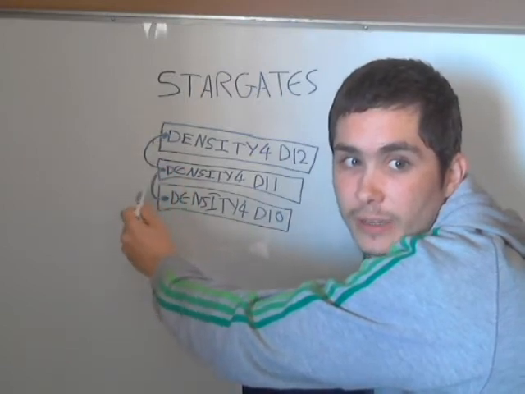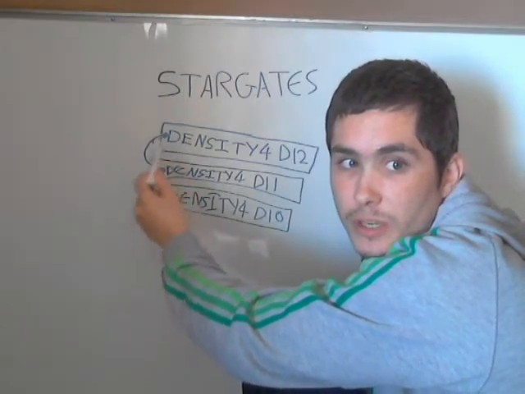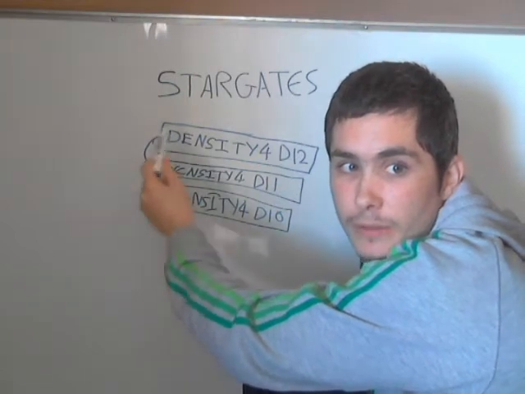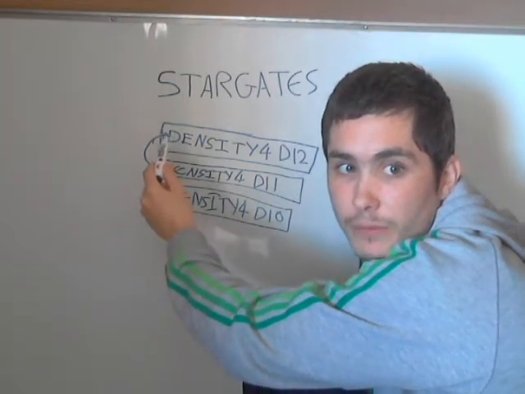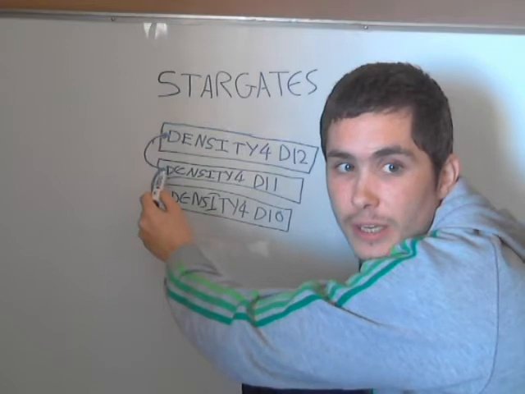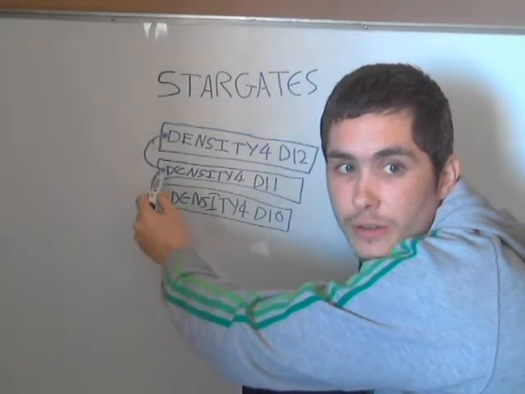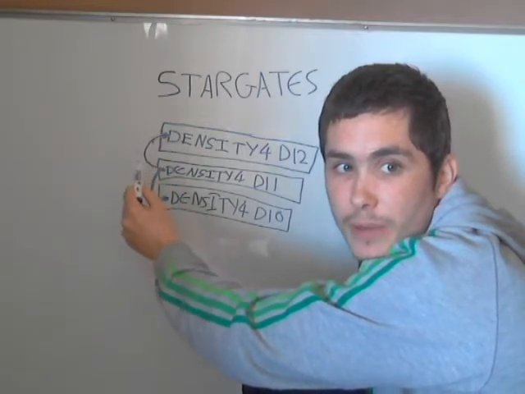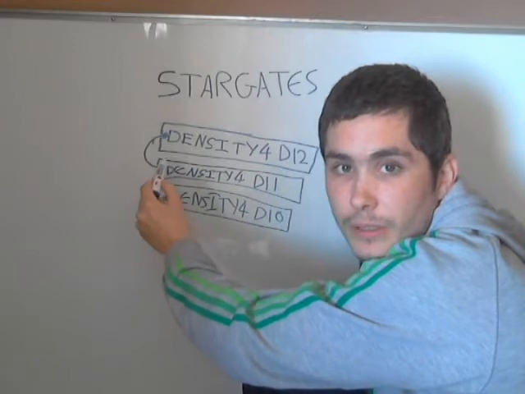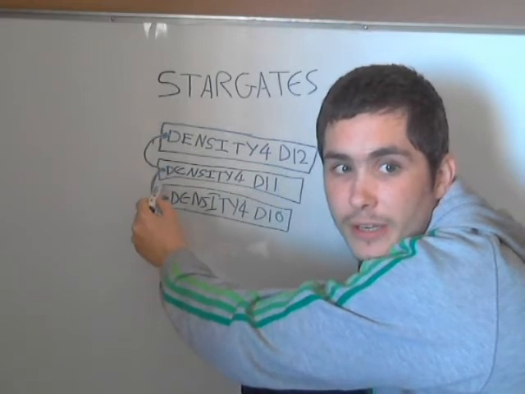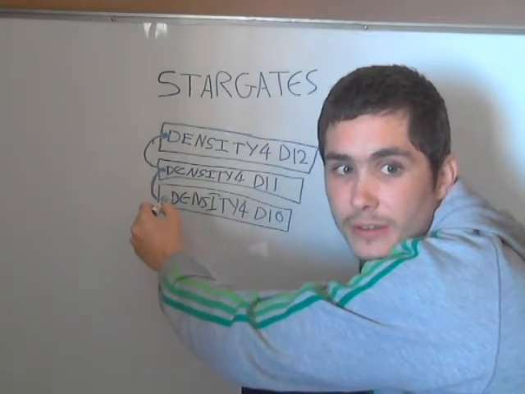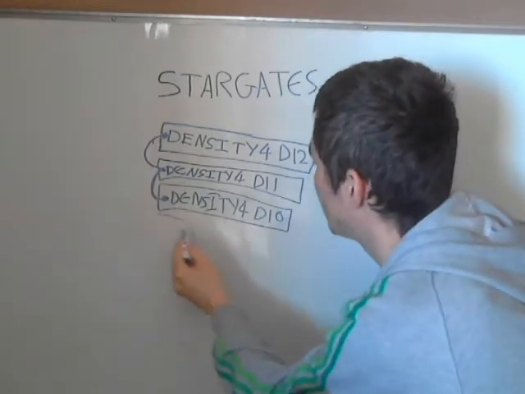And each Stargate runs energy through each one. For example, D12 runs energy down into D11, then it runs it through the Stargate into D11, and then D11 runs it through that Stargate into D10, and so on.